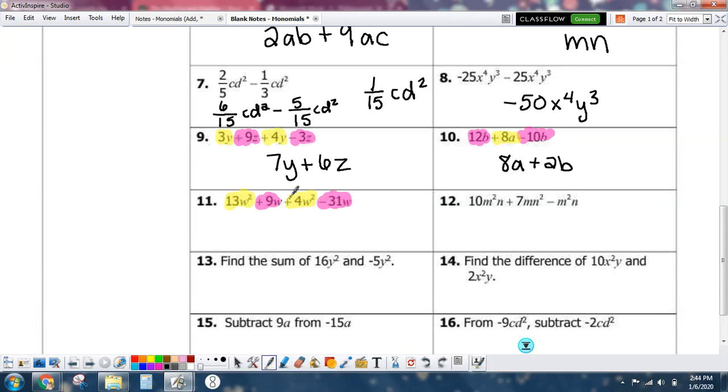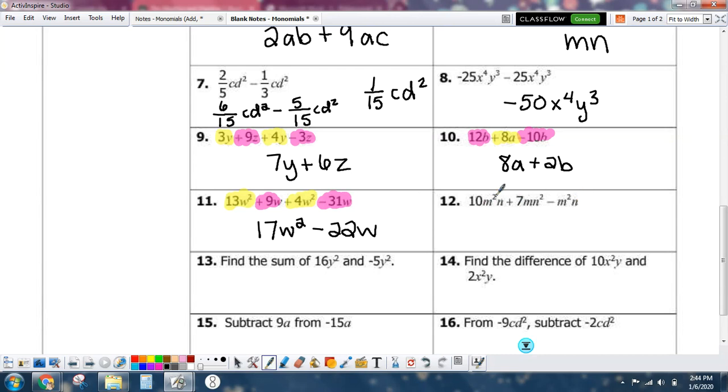Okay, so I have 13 plus 4, and that's 17w squared. Since the higher exponent is the 2, that one's going to be the one I write first. And then 9 minus 31 is negative 22. All right, so let's go ahead and look at number 12.